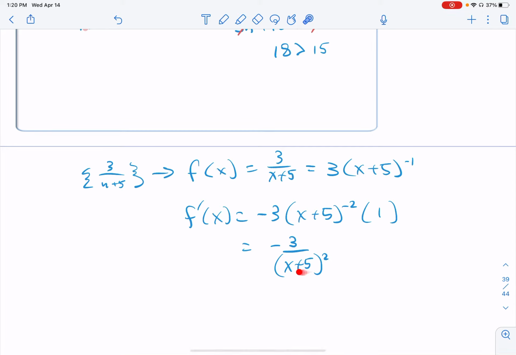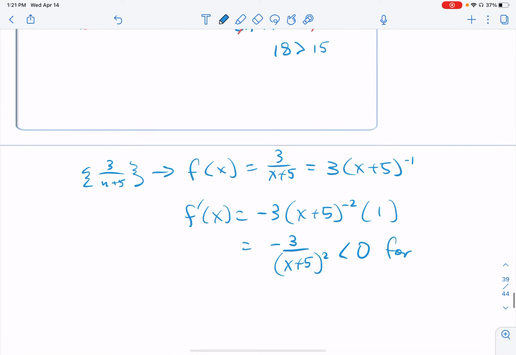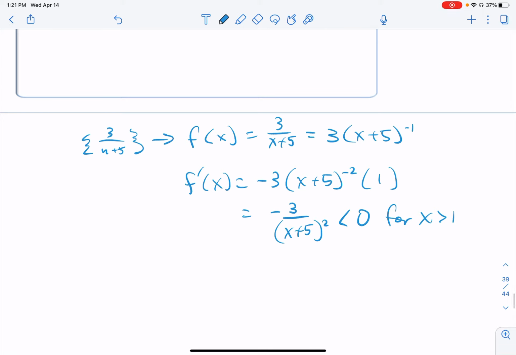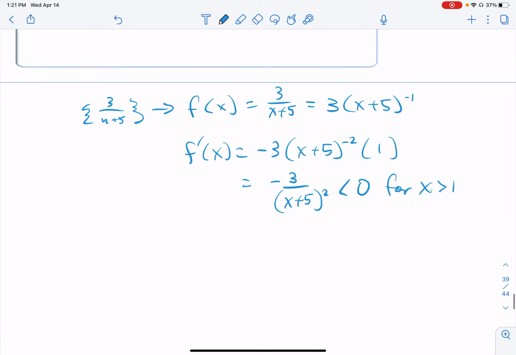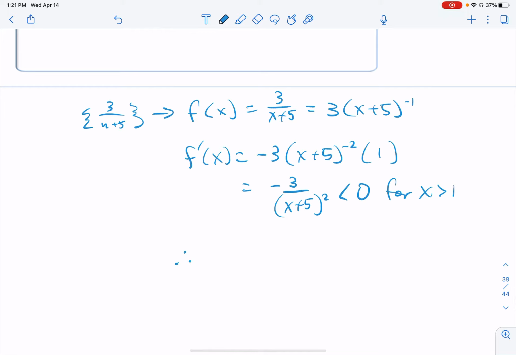Okay, so this number is always going to be positive because it's going to be squared, and the top here is always a negative number. So that means that no matter what, this is less than 0. And we only need it to be less than 0 for everything greater than 1, but it's always going to be true here, right? So that means that it's decreasing, right? That's how we've done increasing and decreasing up to this point. So therefore, 3 over n plus 5 has to be decreasing.